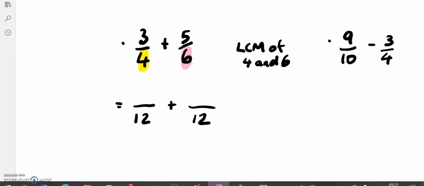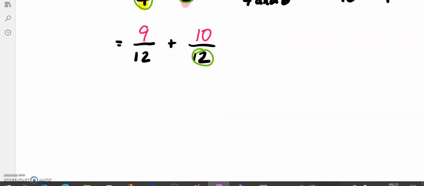So we need to make equivalent fractions. And we say, okay, to get from 4 to 12, we've multiplied by 3. So we need to multiply this by 3. 3 times 3, 9. To get from 6 to 12, we've times by 2. We need to multiply this by 2. 5 times 2 is 10. So we've now made our equivalent fractions, and these equivalent fractions now have the same name. Now that they've got the same name, we can add them. 9 twelfths plus 10 twelfths will be 19 twelfths.